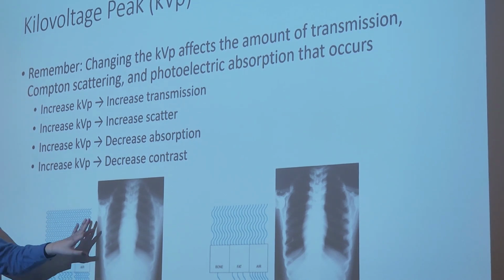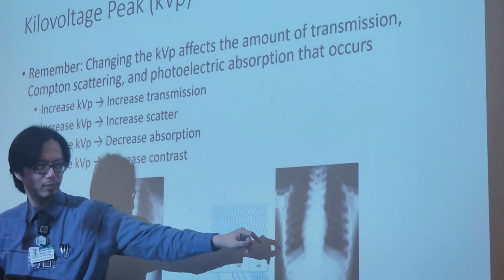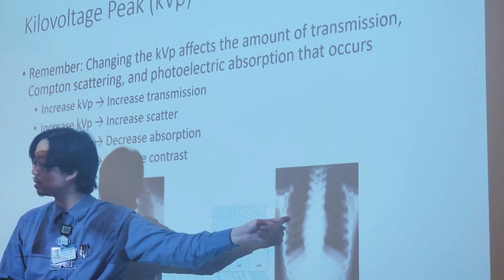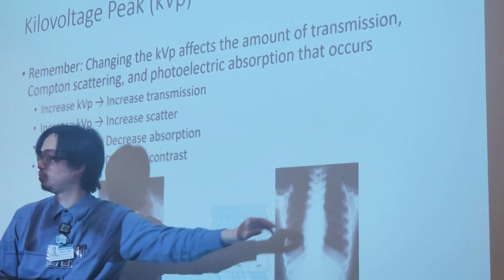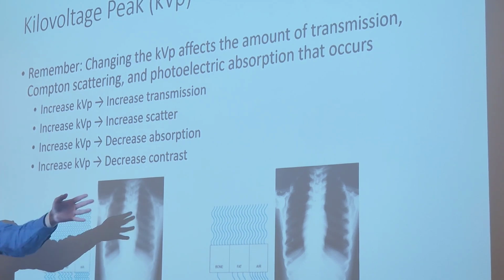So if you look at the high KVP image, and you look at how that looks compared to your low KVP image, more grays, more black and white, right? Higher contrast at low KVP, lower contrast at high KVP. Okay, so KVP is affecting your contrast.